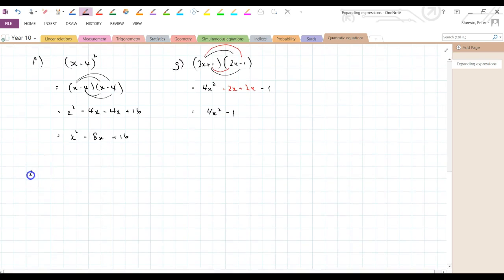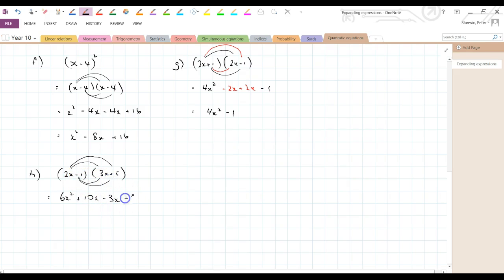Moving down the page. Example H, another type of FOIL question, 2x minus 1, 3x plus 5. We spend a lot of our time in quadratics around these sorts of expressions, so we need to get really good at expanding. So 2x by 3x is 6x squared, 2 by 3 is 6, x by x is x squared. Okay, let's go outside. 2x times 5, 10x, minus 1 times 3x, minus 3x.